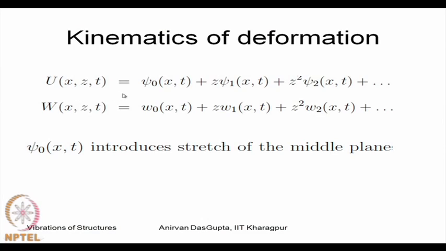here you can see the kinematics of deformation can be written out in this way. Where capital U is the deflection in the axial direction. So, it is being represented in terms of these functions psi 0, psi 1, psi 2 etcetera, and expanded in terms of this variable z, which is the location of this fiber from this point from the neutral axis. Similarly, this transverse deflection is also expanded as a series as powers of z, where you introduce these field variables W0, W1, W2. Now, here this psi 0 introduces the stretch of the middle plane.